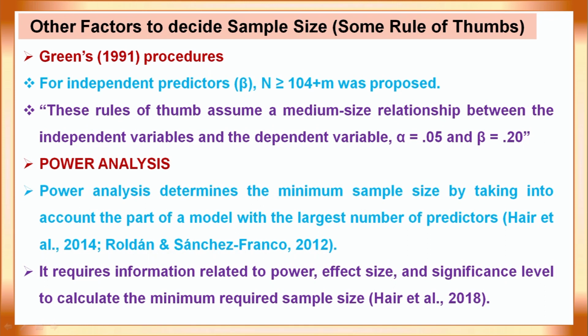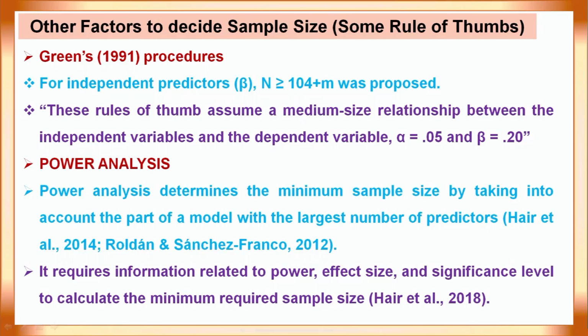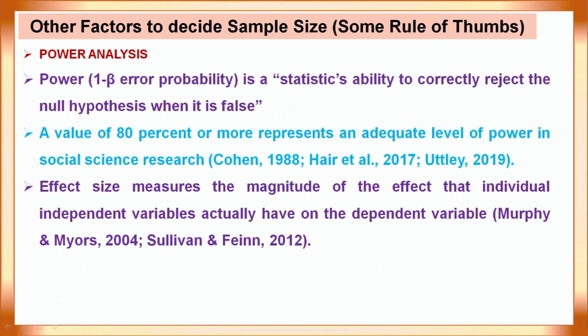Apart from using the Cochran formula, another way to calculate the sample size is using power analysis. Power analysis determines the sample size by taking into account the part of the model with the largest number of predictors. So, for using power analysis, you use the information regarding effect size, and you need the information about the significance level to calculate the minimum sample size.